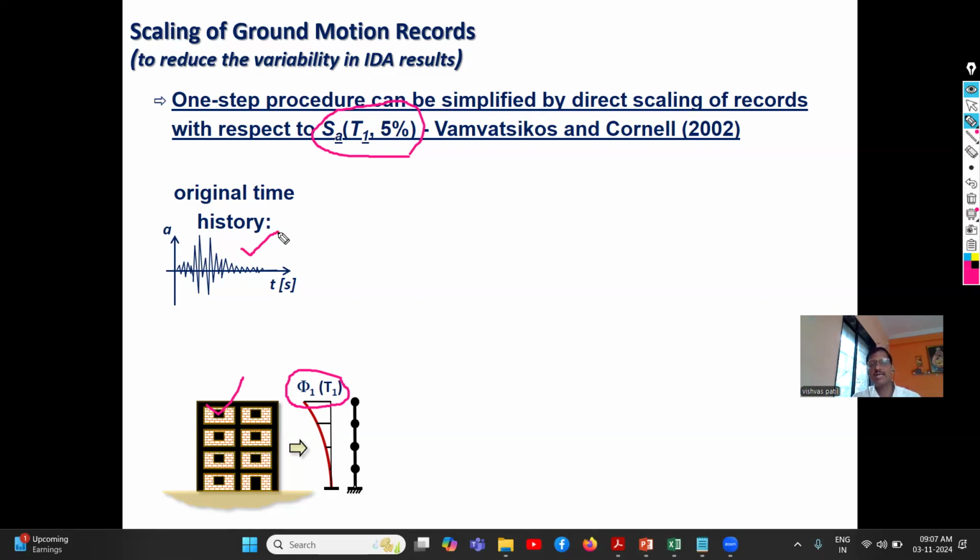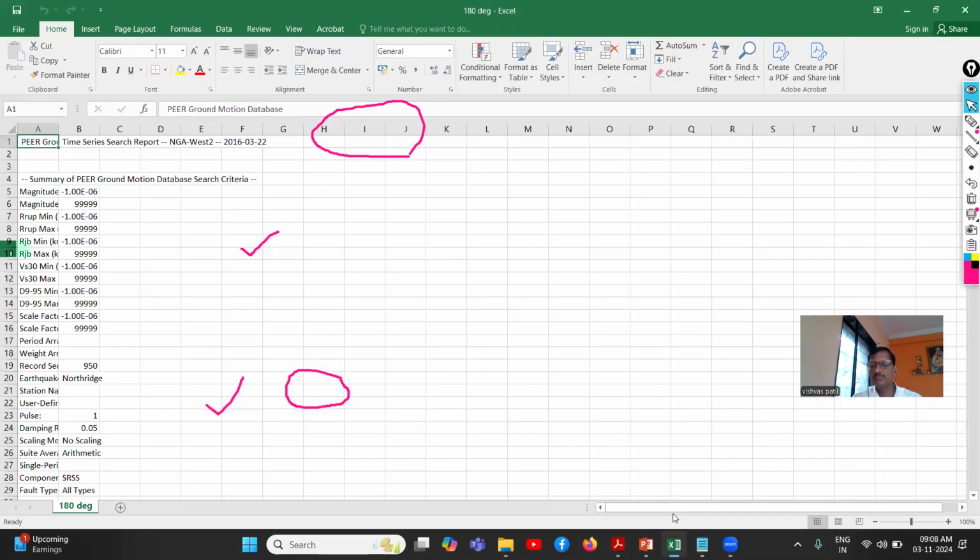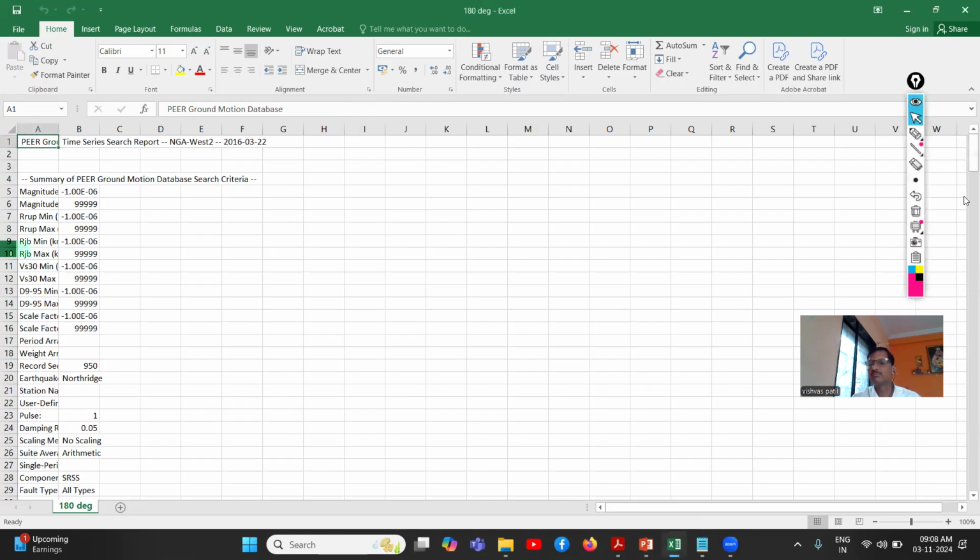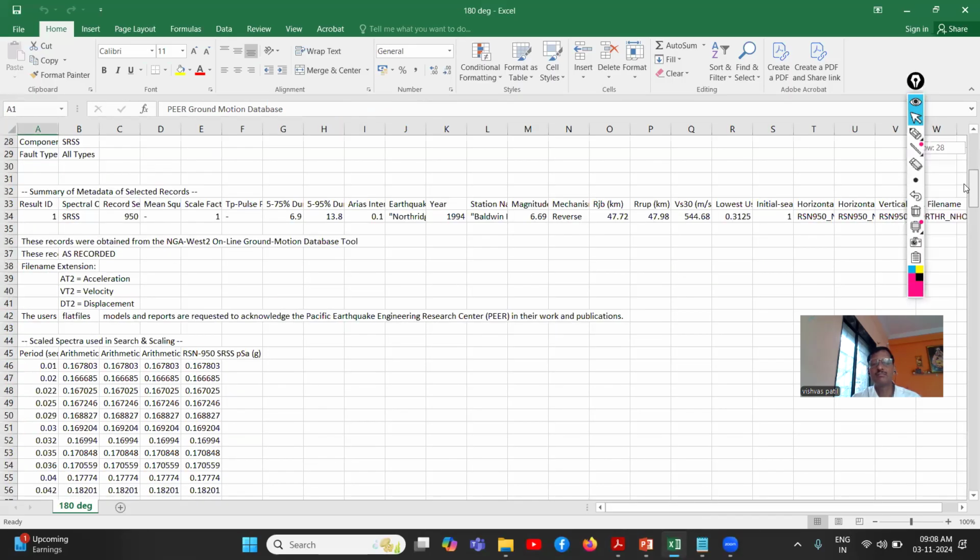Now there are many online sites from where we can download past earthquake records. Remember, we have to download two files. First is the time history record, and number two, its response spectrum. For your understanding, I will show both files. This is one of the files. It is in Excel format. So this is about the response spectrum.